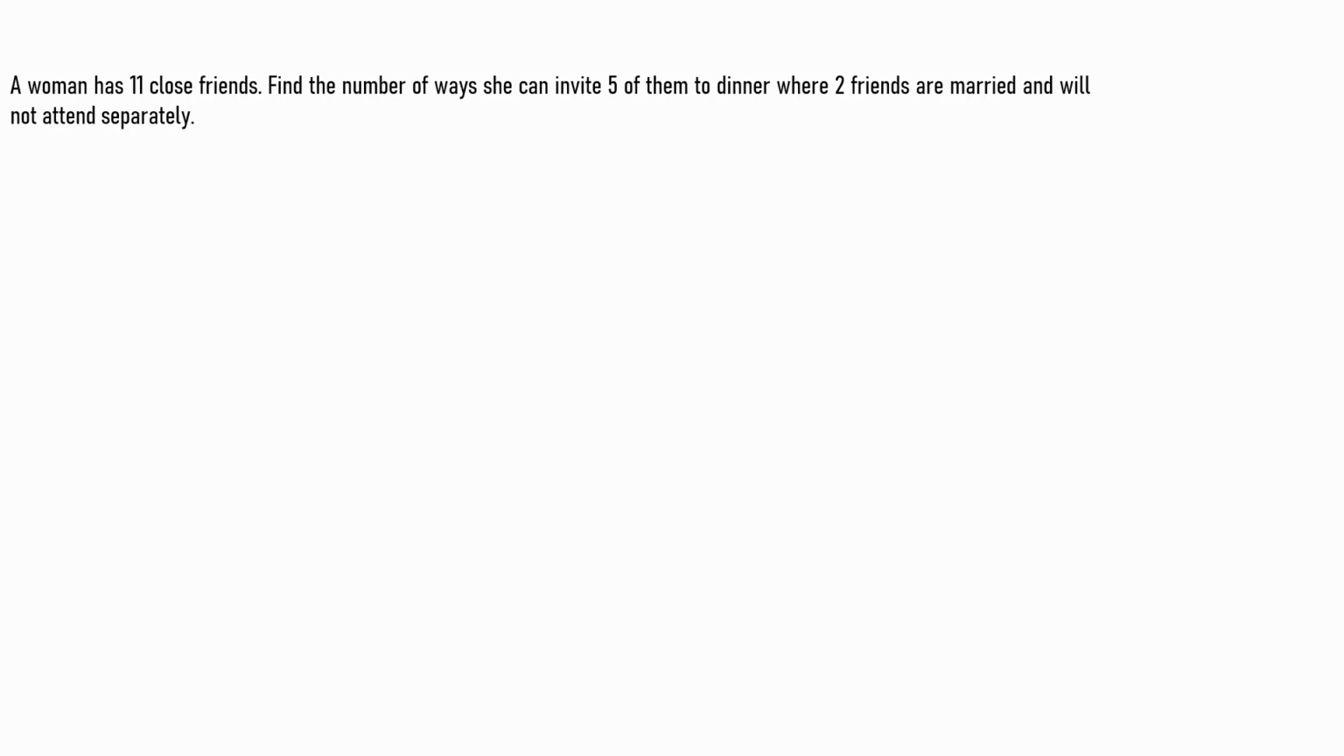So next, a woman has 11 close friends. Find the number of ways she can invite 5 of them to dinner where 2 friends are married and will not attend separately. So it's a bit complicated. This is the solution I made. The first is the combination of 9 chosen 5, and the other is the combination of 9 friends, 9 objects taken 3 at a time.